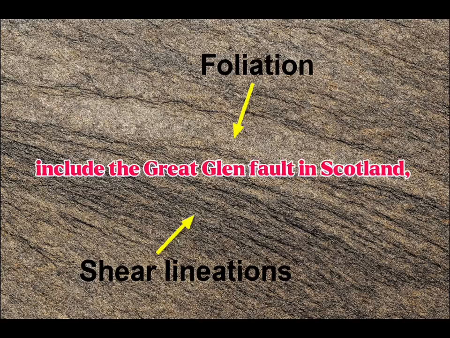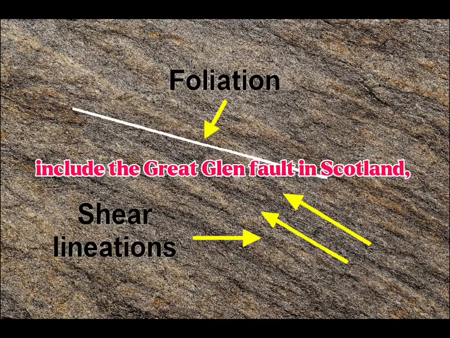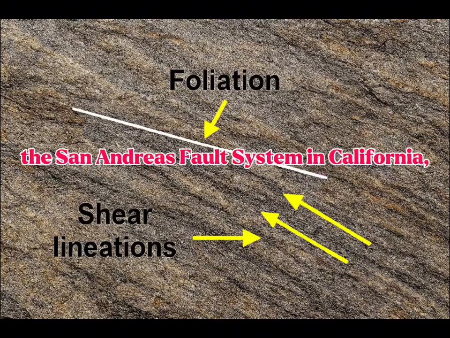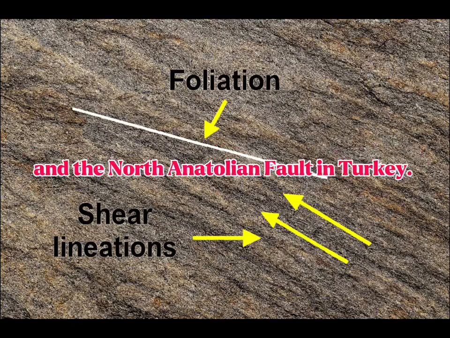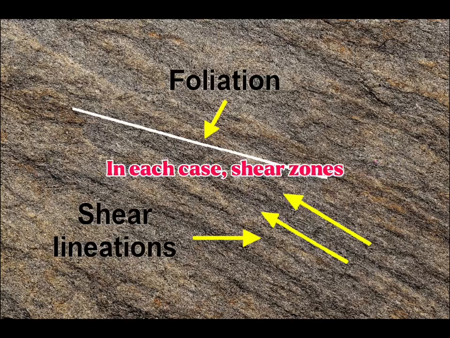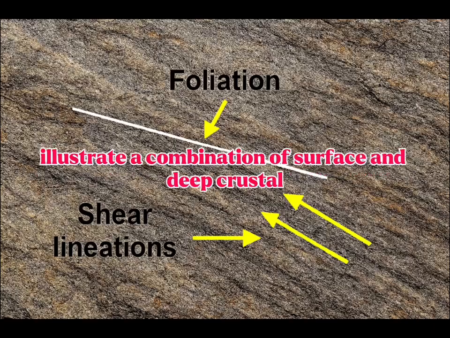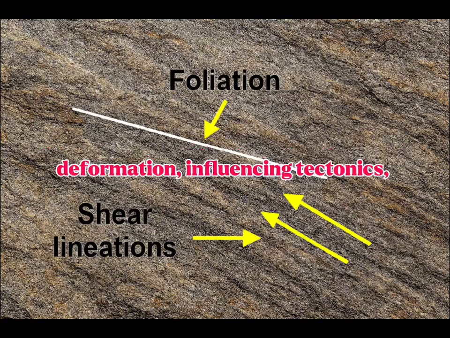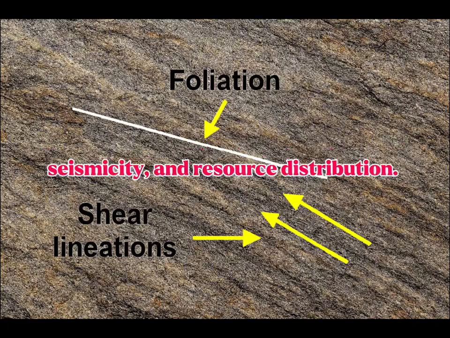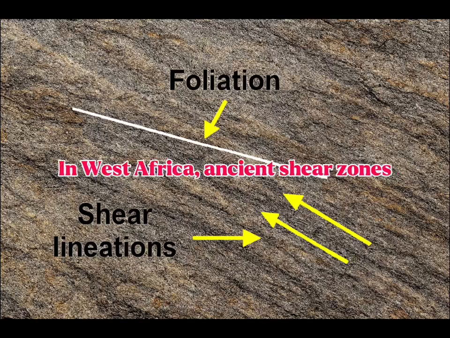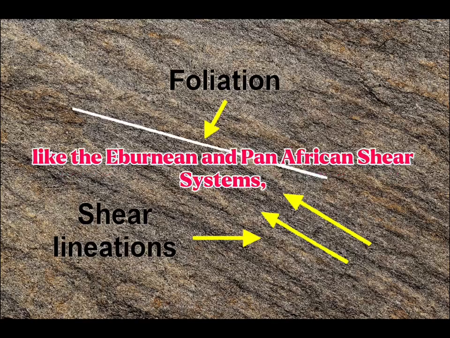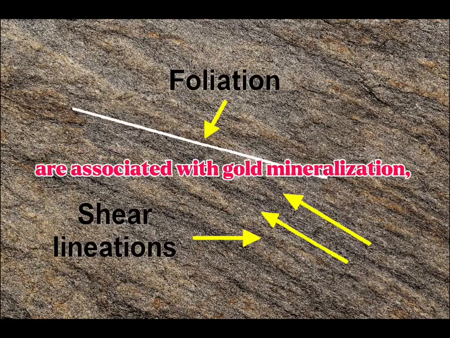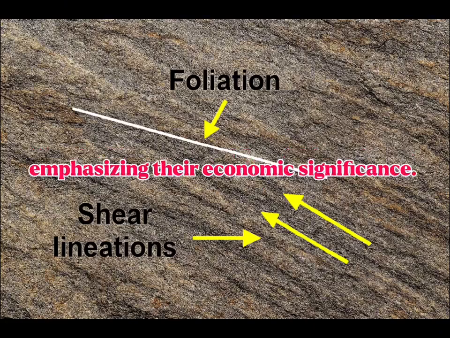Notable shear zones include the Great Glen Fault in Scotland, the San Andreas Fault system in California, and the North Anatolian Fault in Turkey. In each case, shear zones illustrate a combination of surface and deep crustal deformation influencing tectonics, seismicity, and resource distribution. In West Africa, ancient shear zones like the Iberian and Pan-African shear systems are associated with gold mineralization, emphasizing their economic significance.